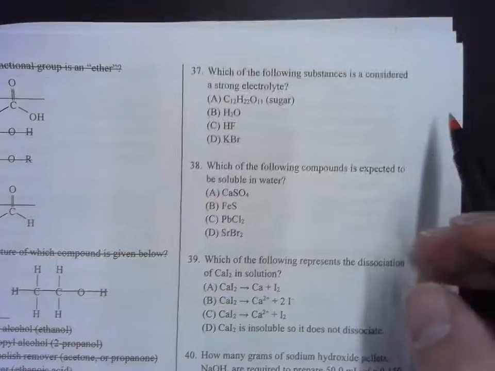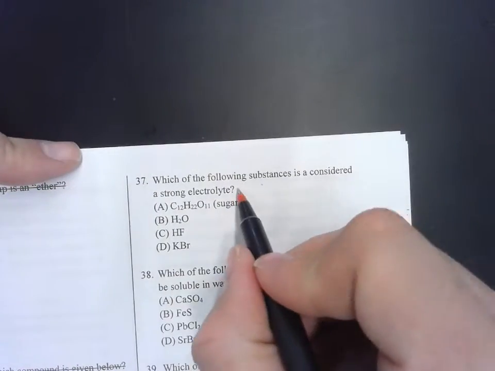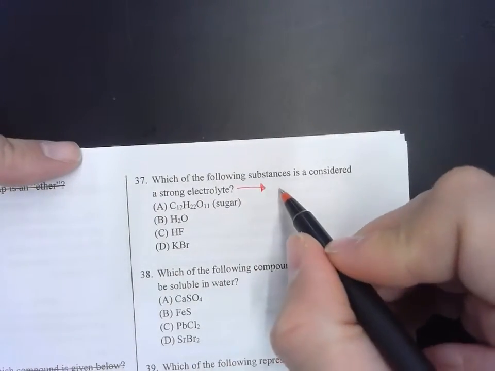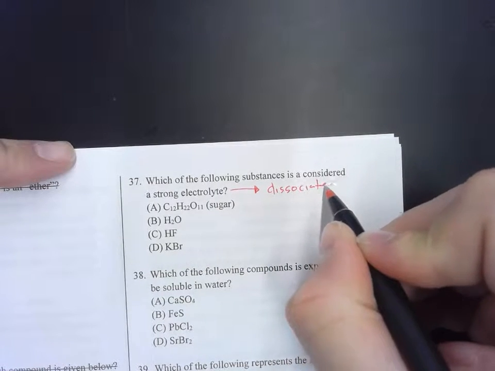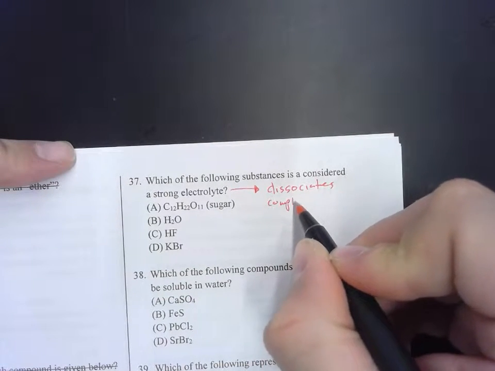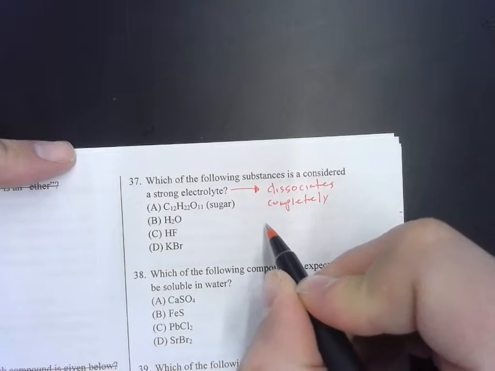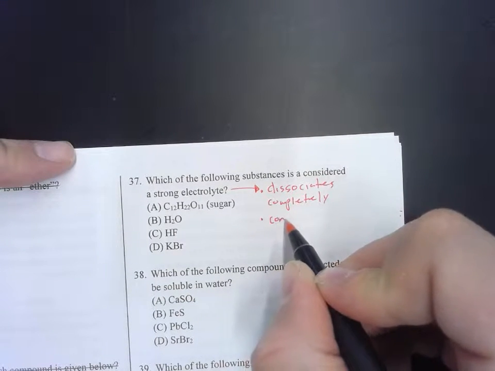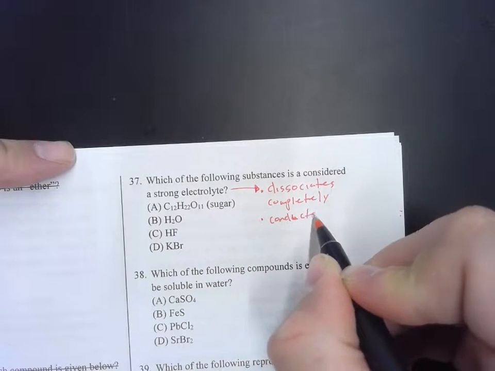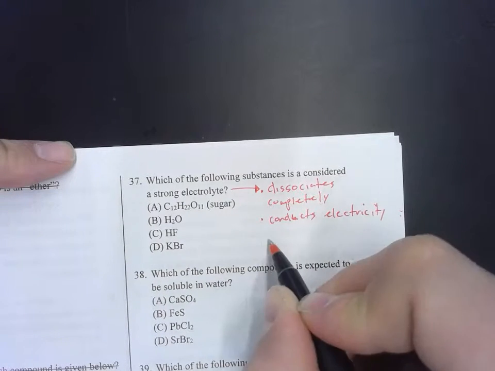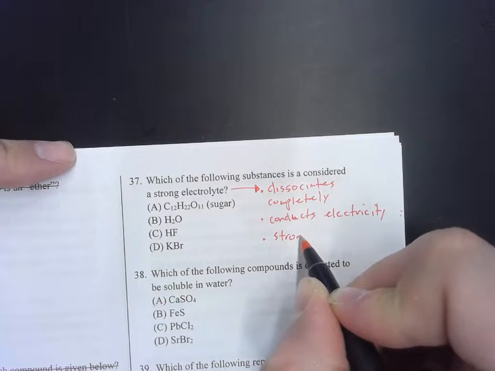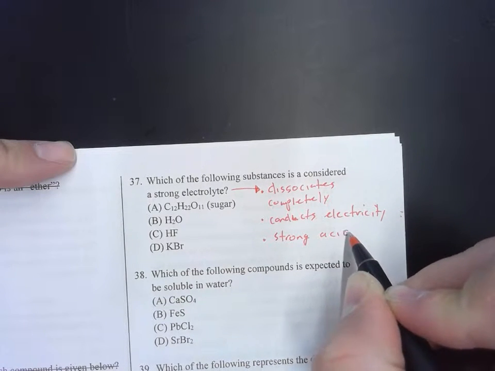Which of the following substances is considered a strong electrolyte? Dissociates completely. Conducts electricity. And is a strong acid. Or a salt.